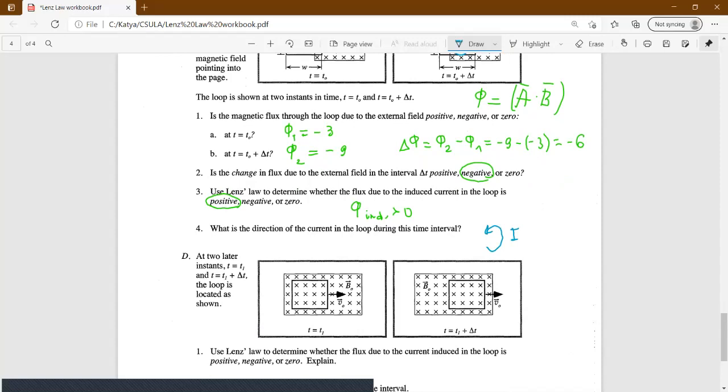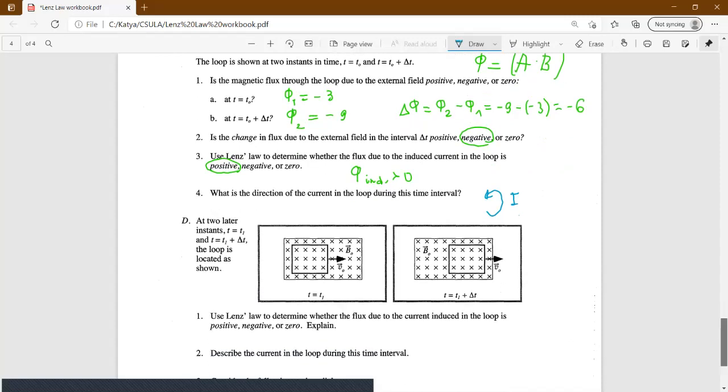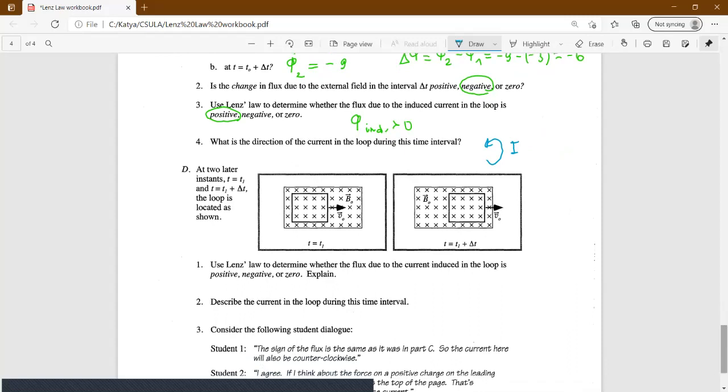Okay. Now, tricky question D. The loop continues moving inside of the field. Do you see that the flux is changing between T1 and T1 plus delta T? Well, 1, 2, 3, 4, 1, 2, 3, 4 crosses. So we have an equal amount of crosses here and here. So between these two motions, the net change of the flux is equal to 0.